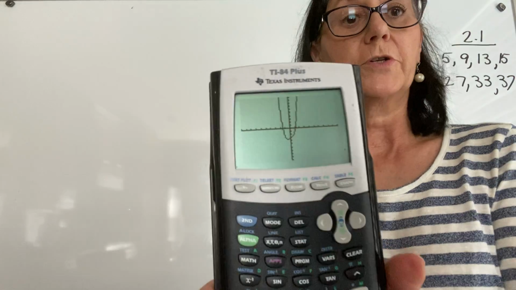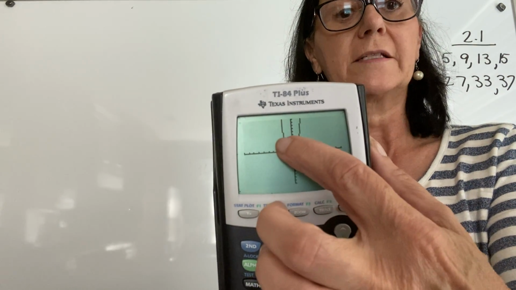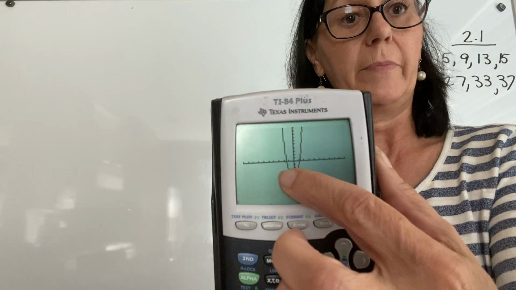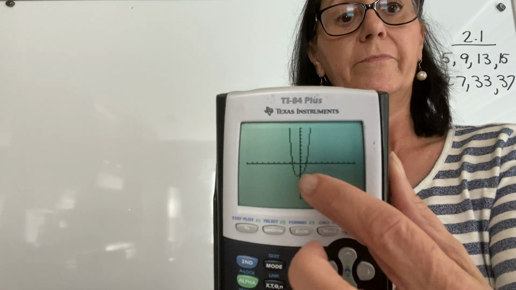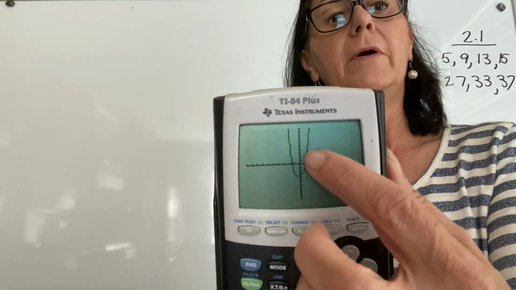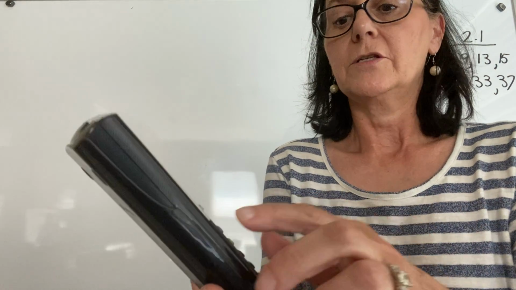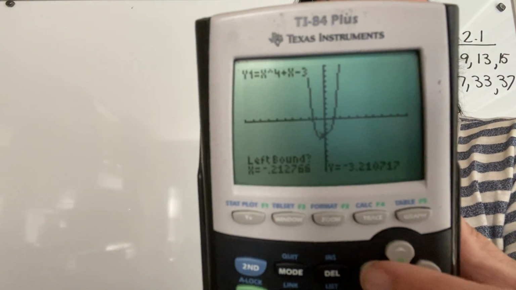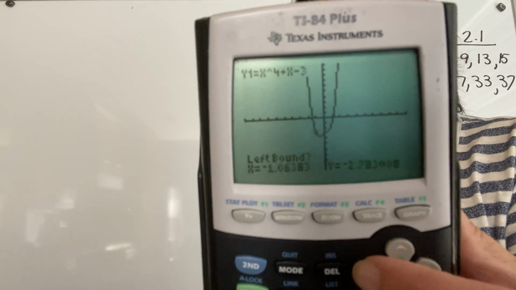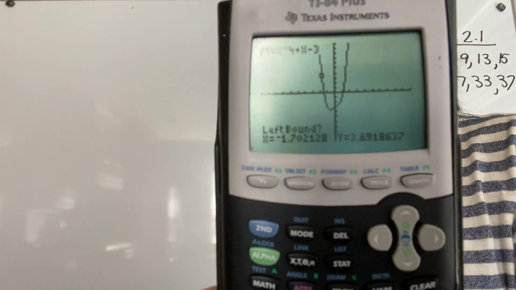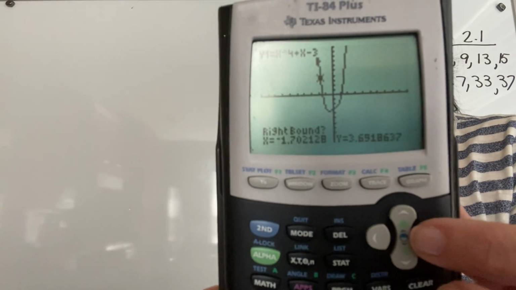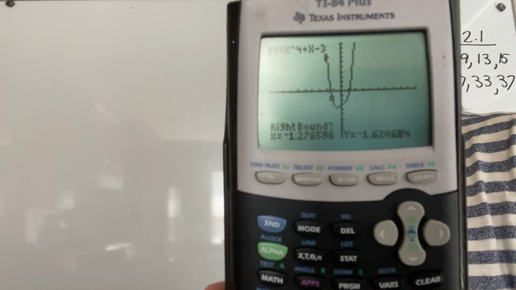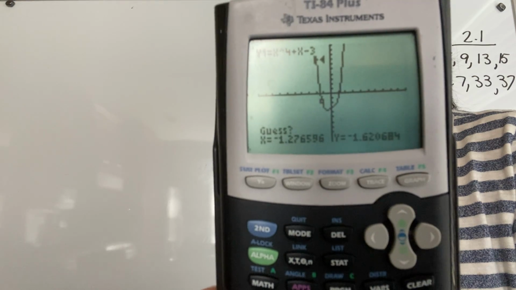So to solve, we're just going to solve for this one. So left bound is above it, right bound below it. So second trace 0. This one, left bound below it, right bound above it. All right, so you do second trace 0. My cursor's here. I want to go back this way. All right, I'm positive I'm above it. I hit enter. I'm below it. I hit enter.